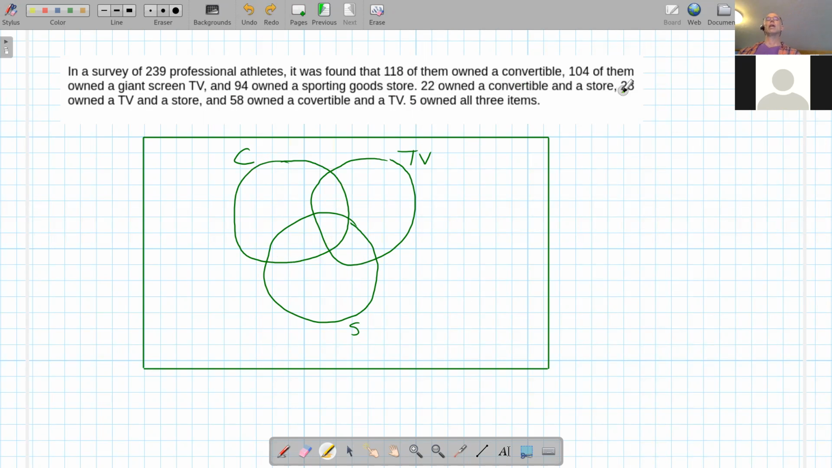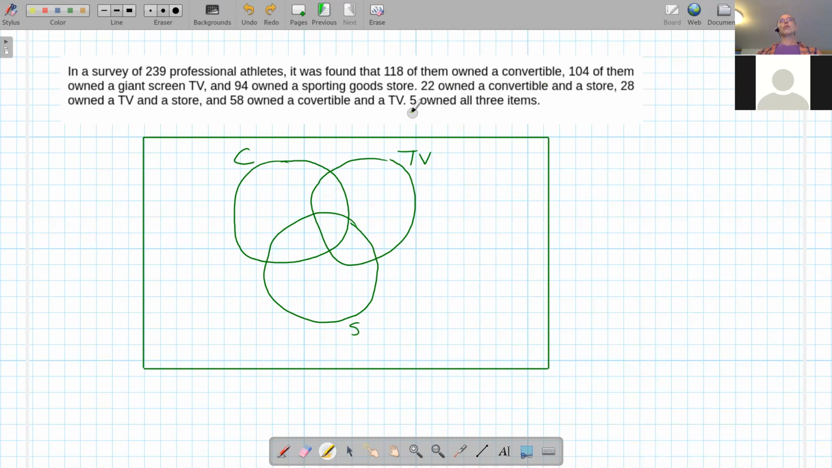22 owned a convertible and a store. Okay, convertible and a store. That would be the intersection of convertible and a store. So that's this whole region right here. Still got a problem because I don't know how many live here and how many live there. If it said 22 owned only a convertible and a store, the only would mean they don't own a TV and they would have to be there, but it doesn't say only. So that is a tricky spot. Okay, what can I do?